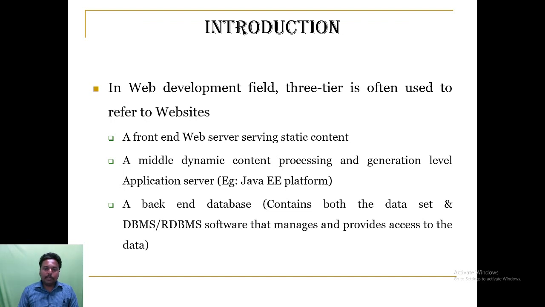In the web development field, 3-tier is often used to refer to websites. A front-end web server serving static content, a middle dynamic content processing and generation level application server, the Java Enterprise Edition platform. What is Java EE? EE means Enterprise Edition. That executes the request from the URL and converts it on the Java Enterprise Edition platform. A backend database contains both the data set and the DBMS/RDBMS software that manages and provides access to the data.